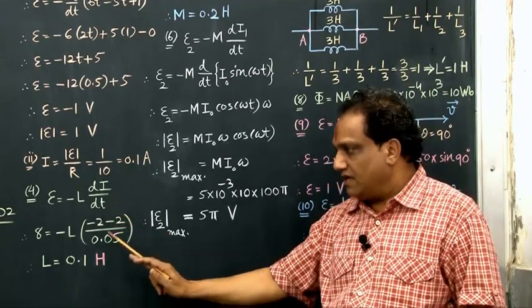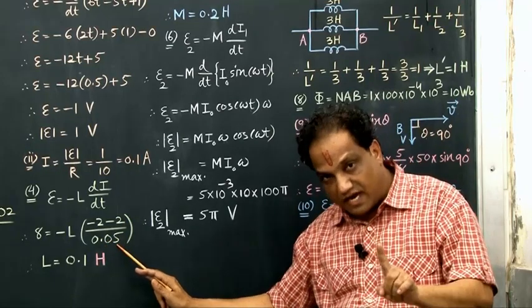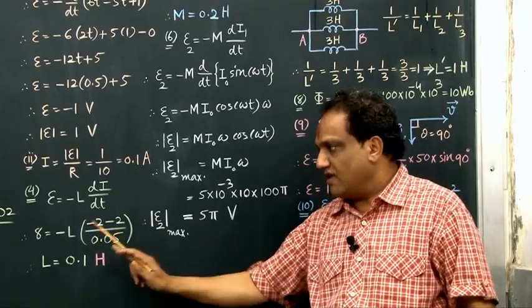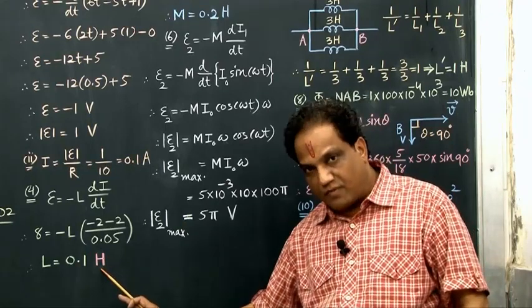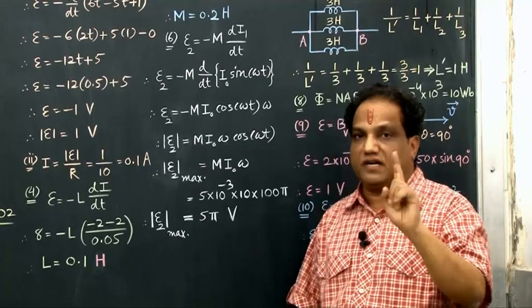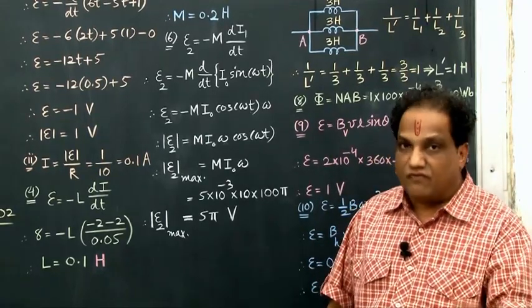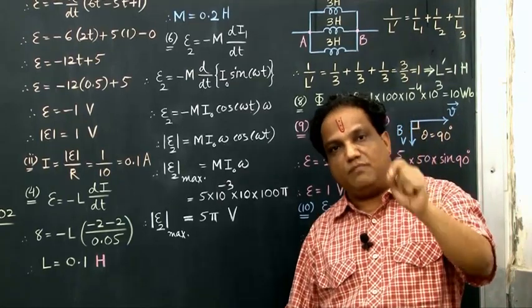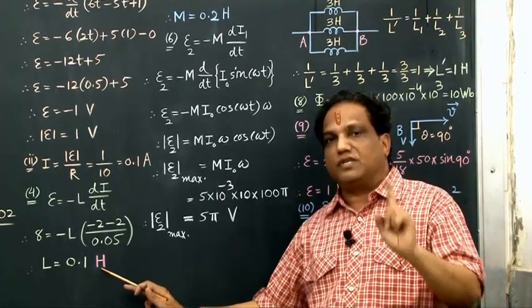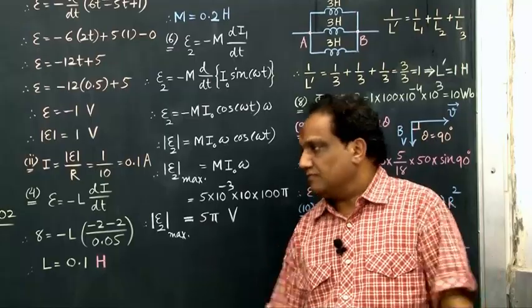What about this time interval? It is 0.05 second. From this you will get the value of L as 0.1 Henry. Remember, whether it is self-inductance or mutual inductance, whether it is capital L or capital M, both of them have same unit, that is Henry, symbol is capital H. Come on, read number 5 now.